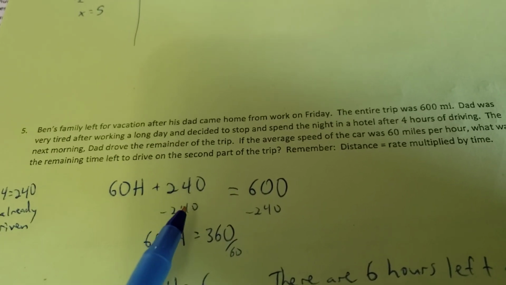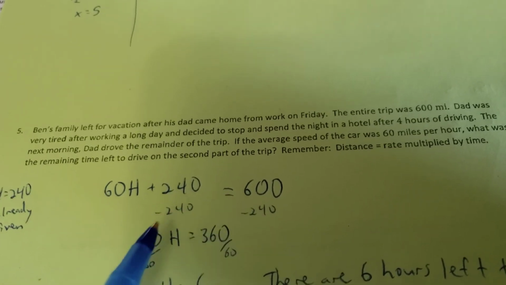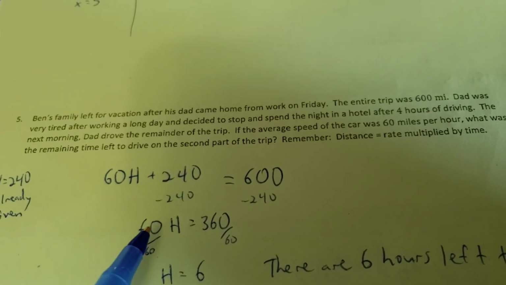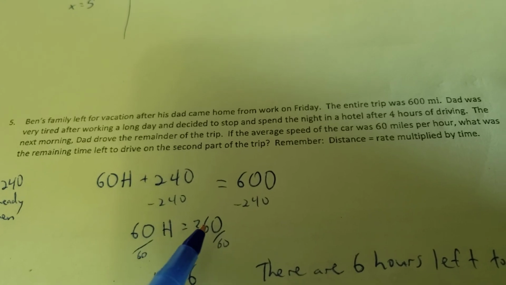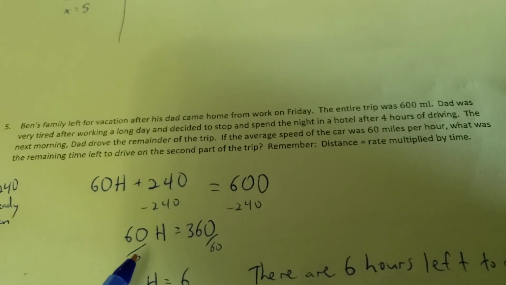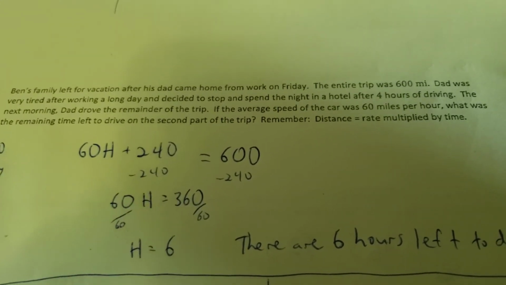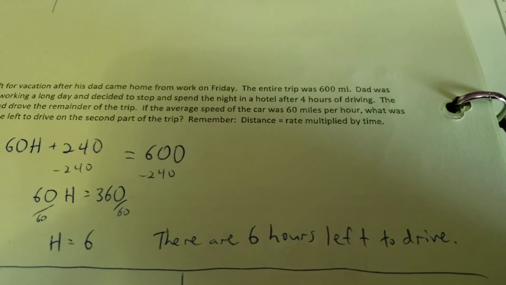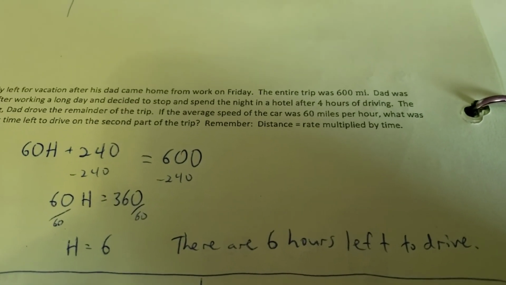So let's get what we've already driven out of there. Get the 240, subtract from both sides. It's 60 miles per hour times how many hours we're going to drive for equals 360. And get rid of the times 60 by dividing by 60 on each side. And we get h equals 6. So there's actually 6 hours left to drive.